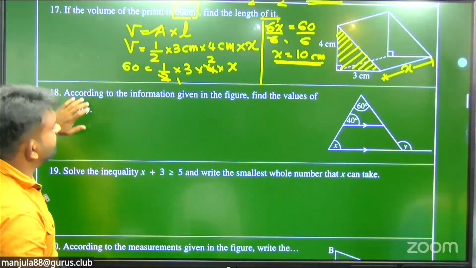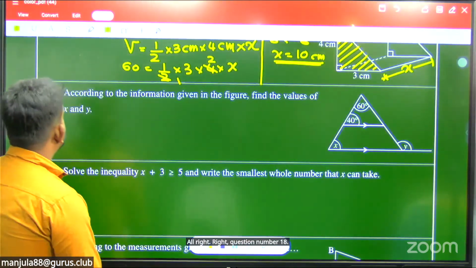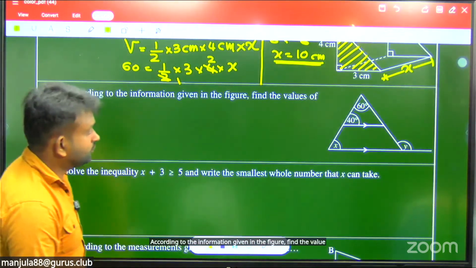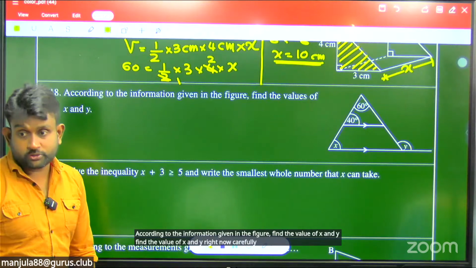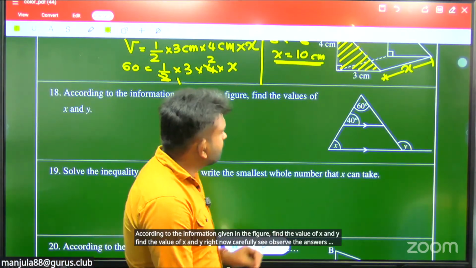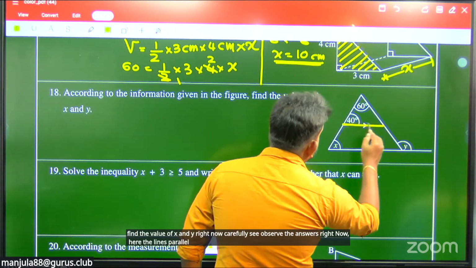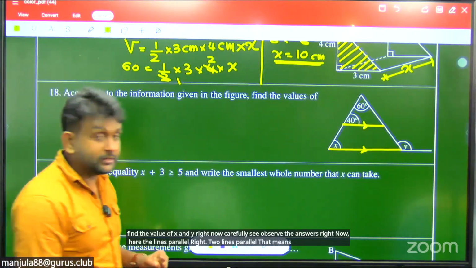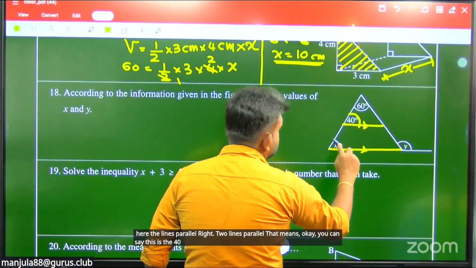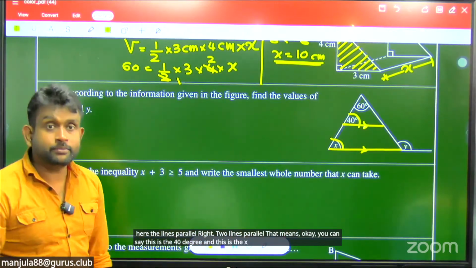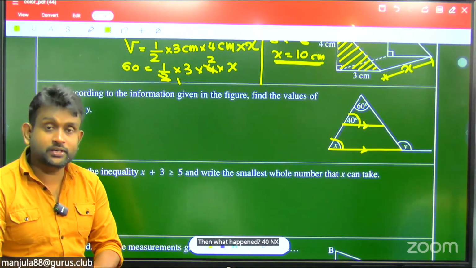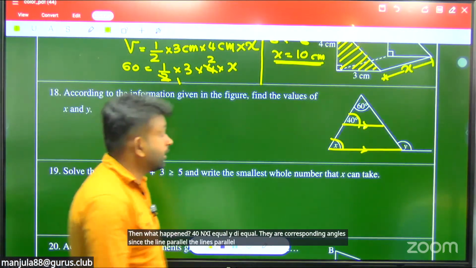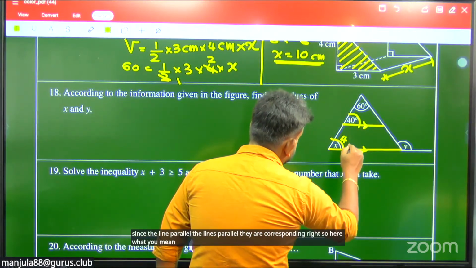Question number 18. According to the information given in the figure, find the value of x and y. Now observe carefully, here the two lines are parallel. So this is 40 degrees and this is x. Then 40 and x are equal. Why are they equal? They are corresponding angles since the lines are parallel. So here also 40 degrees.